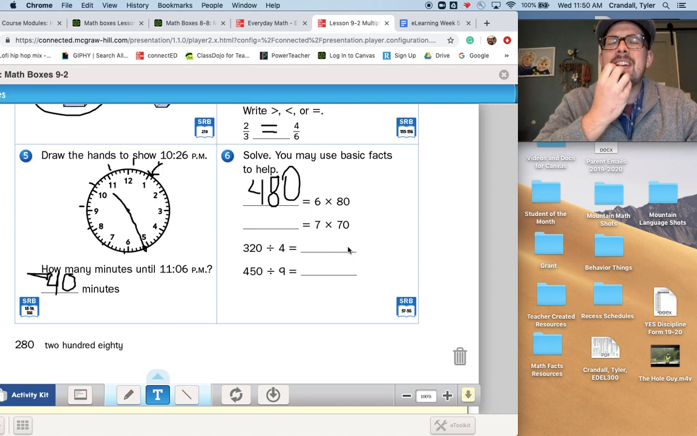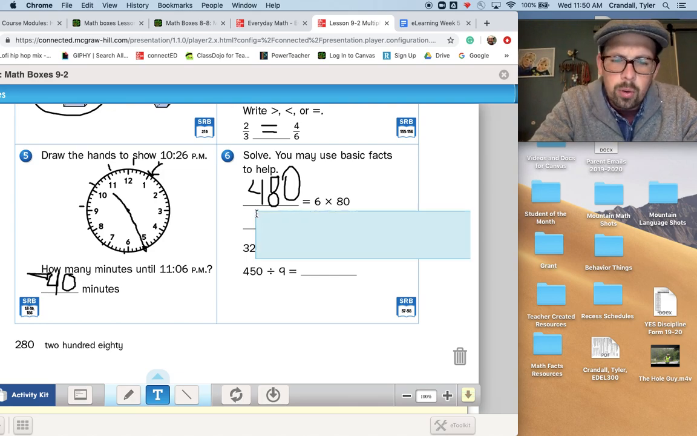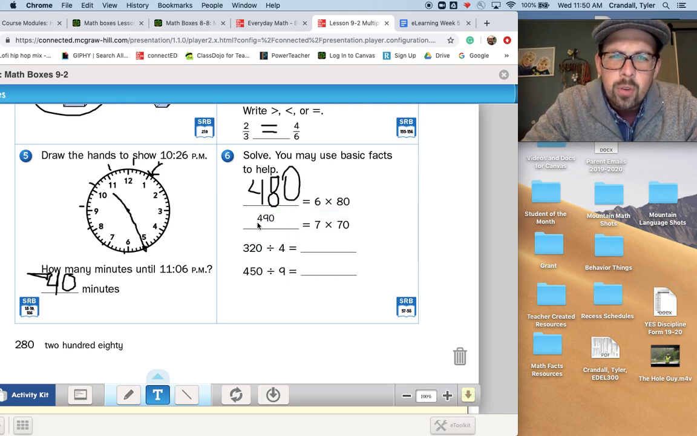7 times 70 looks a lot like 7 times 7, and I know that 7 times 7 equals 49, so 7 times 70 would be 10 times larger, 490.